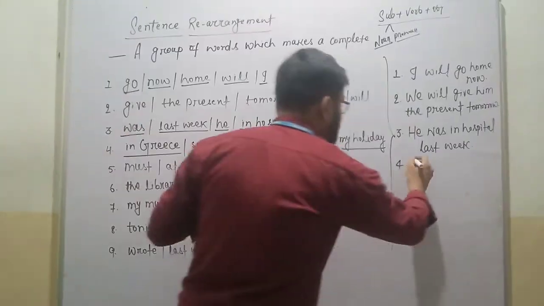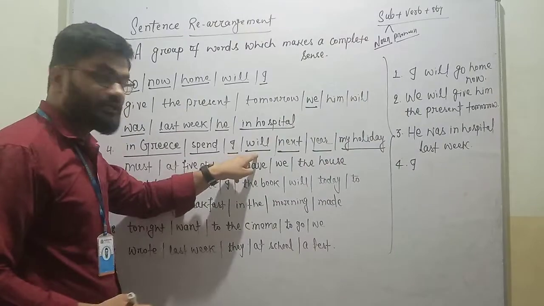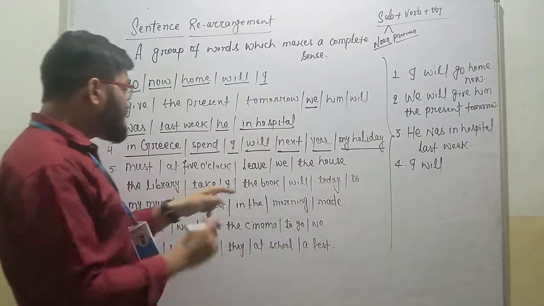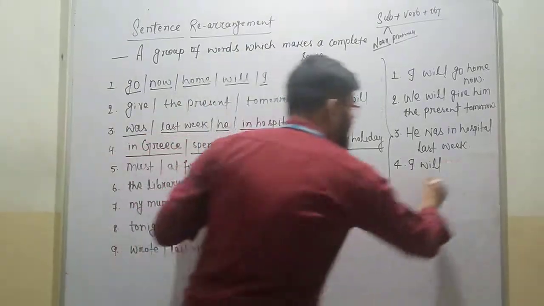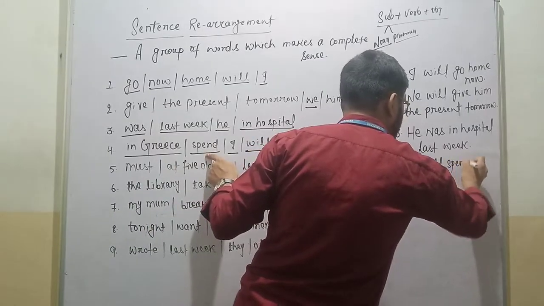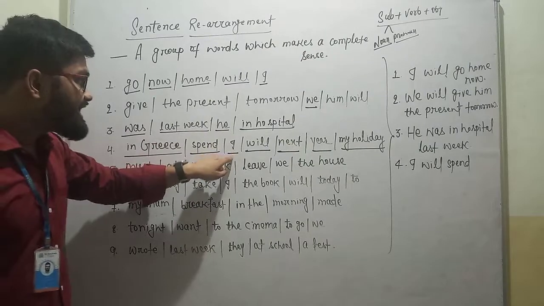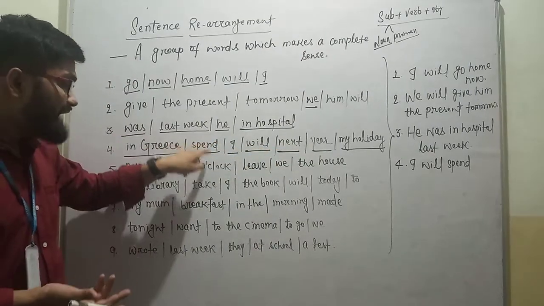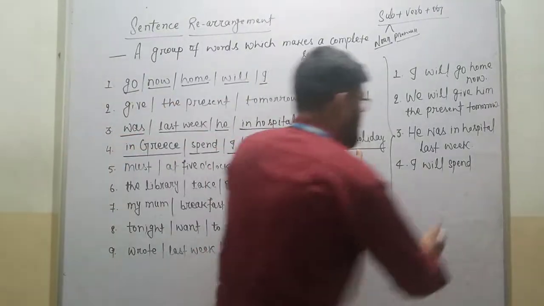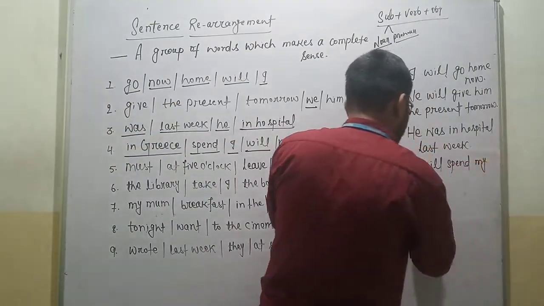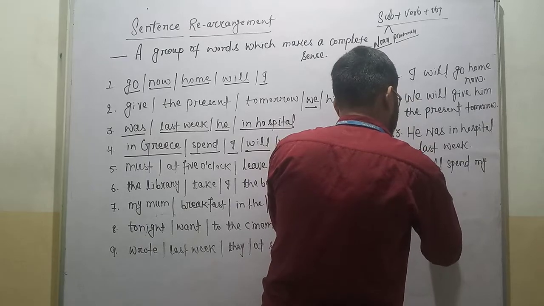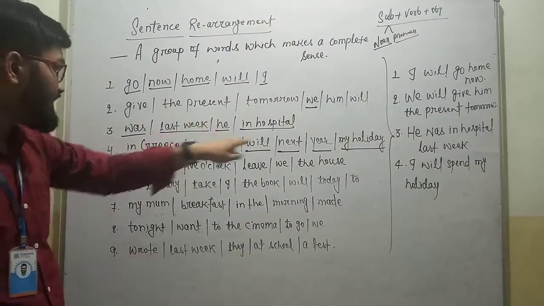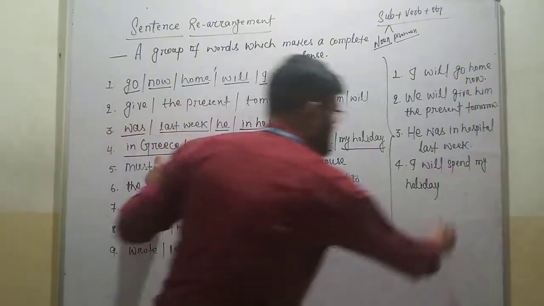So let's start the sentence with I. Helping verb, will. I will do what? Action word. I will spend. Okay, so I will spend what? I will spend my holiday. So I will spend my holiday where? I will spend my holiday in Greece.